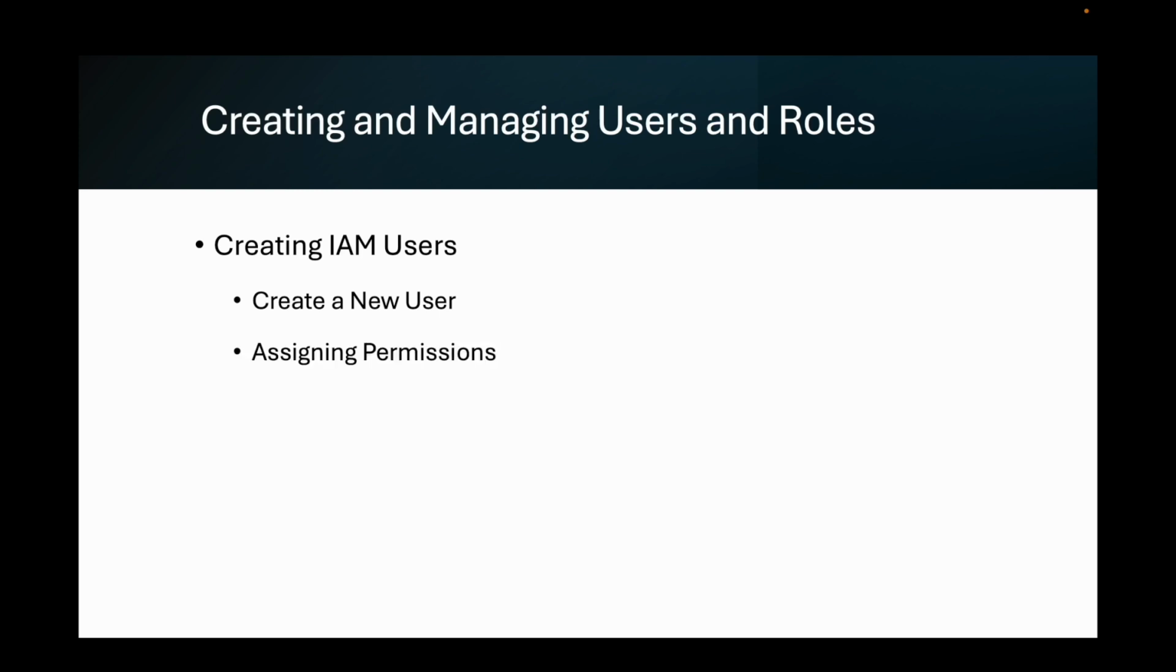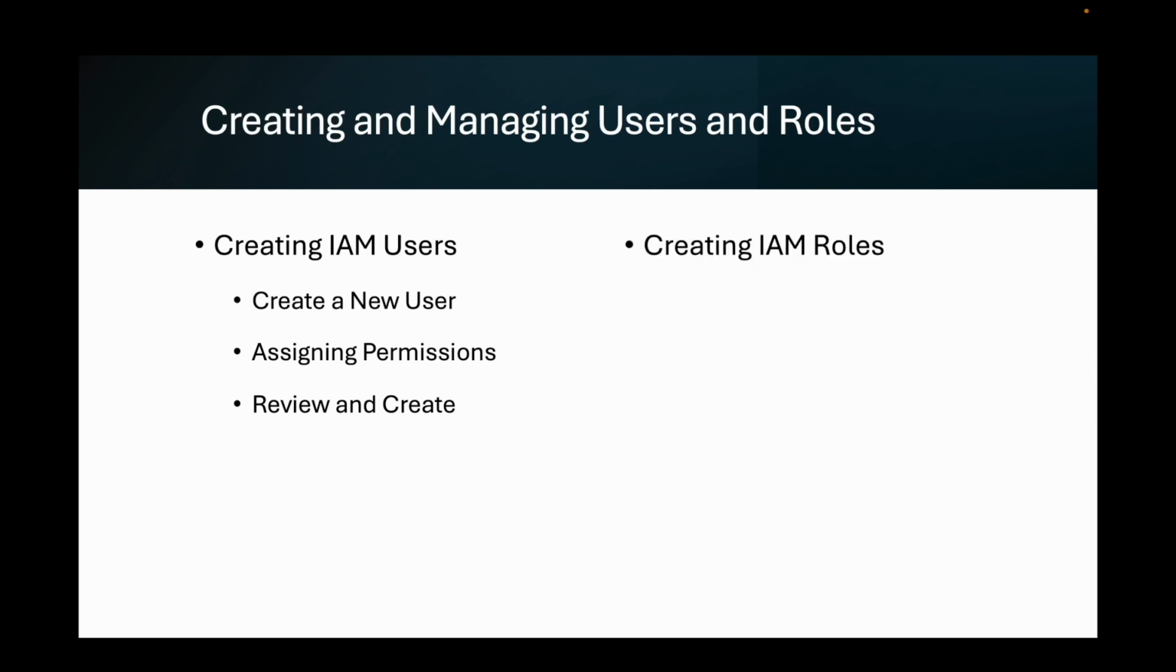Then we also have assigning permissions. On the next screen, once you create this user, you can attach policies directly to the user or add the user to a group. Best practice would be to use IAM groups to assign permissions instead of attaching policies directly to the user. And then finally, you review and create. After reviewing the configuration, you click the create user button. Provide the user with the login credentials, either access keys for CLI or API access, or a login URL for console access.